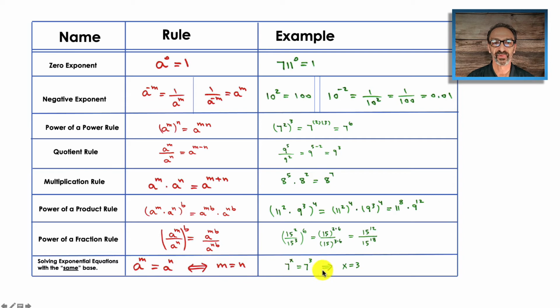For example, 7 to the power x equals 7 to the power 3. Well, of course, it's common sense that x has to be 3. It can't be like 11 or 12 or something else. You can't say 7 to the power 11 equals 7 to the power 3. It doesn't make any sense. So the exponents will be equal if the two powers have the same base. Now let's jump into example number 1.